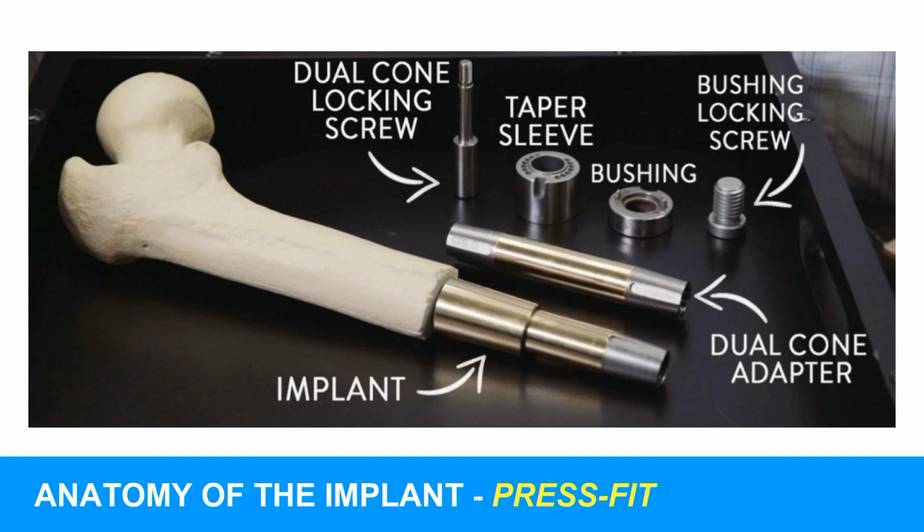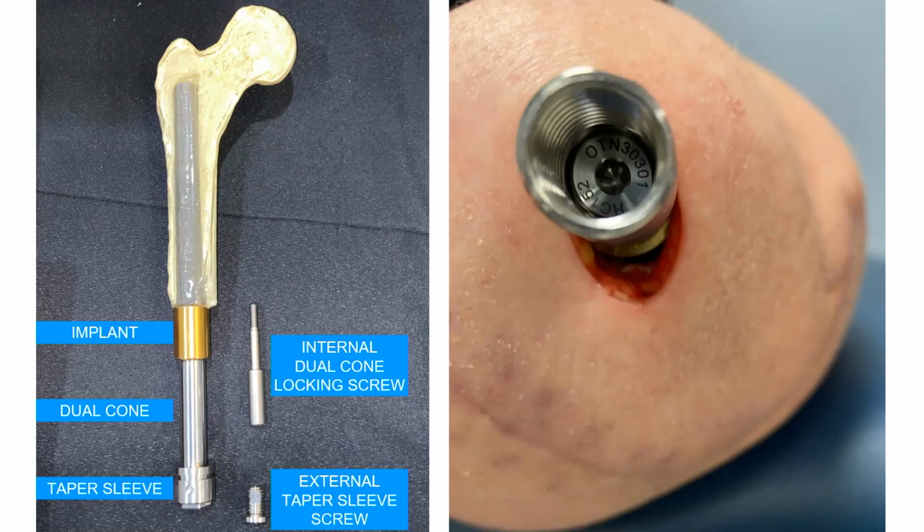The press fit system includes an implant and a specialized cylinder called a dual cone. It's conical on both ends. It's called a Morse taper, and what holds that dual cone into the implant is a dual cone locking screw, and then on the end of that is one of several different taper sleeves, and that taper sleeve is held in place with a taper sleeve screw.